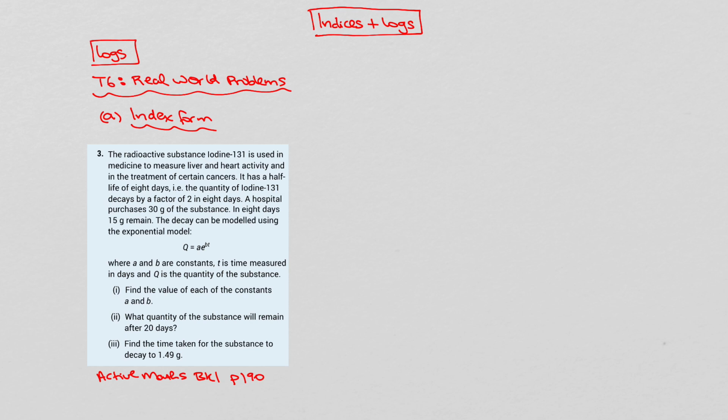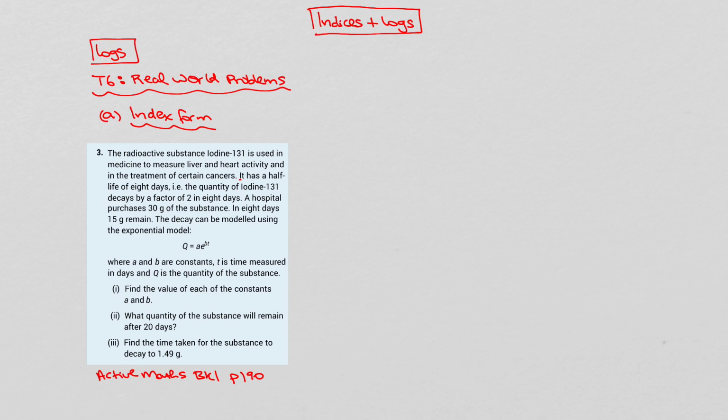So this question 3 is around radioactive decay, and the particular substance that we're looking at here is iodine 131. And we're given a little bit of background information where we're told that it's used in medicine to measure liver and heart activity in the treatment of certain cancers. But the main thing that we're looking at here really to pick out and decipher is that we're told it has a half-life of 8 days. In other words, the quantity of iodine 131 decays by a factor of 2 in 8 days.